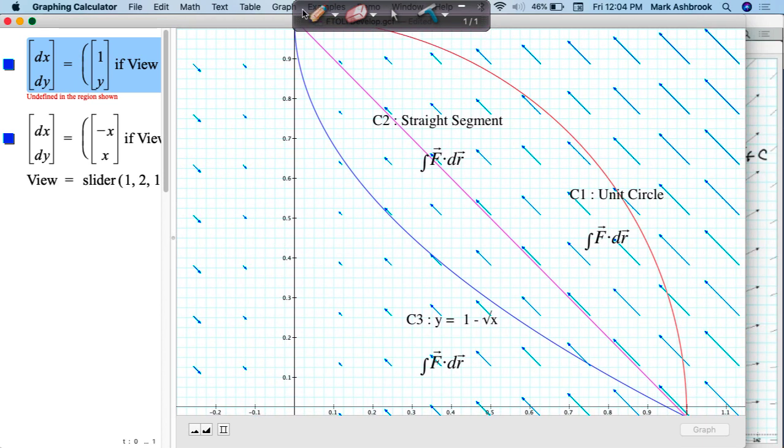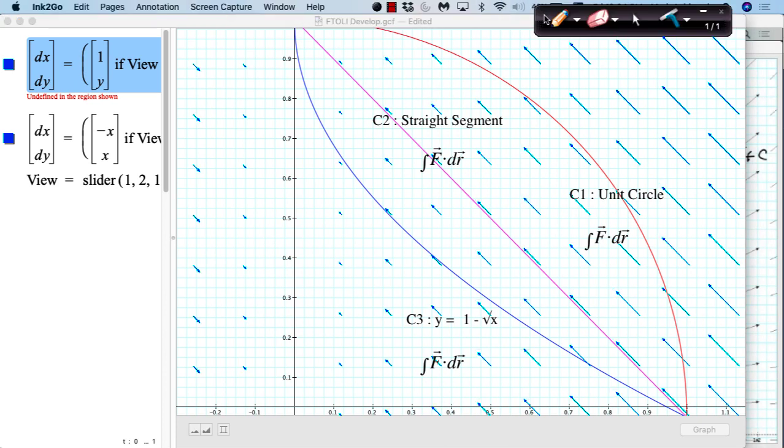Okay, so I'm going from (0,1), and these all will coincide here at the end at (1,0). So they all come together at (0,1), and then down here, (1,0). And I want to go this way. C1 is along the unit circle, C2 is along the straight line segment, and C3 is along y equals the square root of x. And they all go from (0,1) to (1,0).